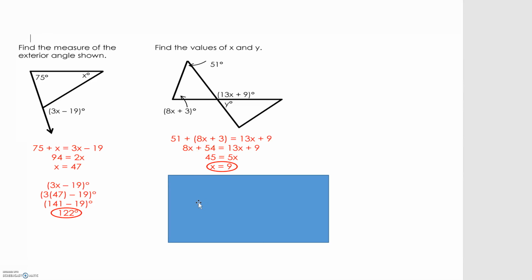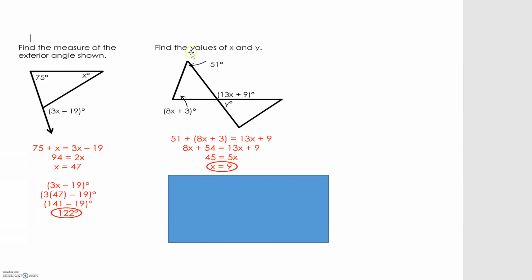So again, 8x and 13x are on the opposite sides of the equal sign, so make sure you subtract the smaller one, in this case 8x. Here you can combine some like terms. You have 51 and 3, so those can be added. And then at the end, we're going to divide by 5. So I get x is 9.